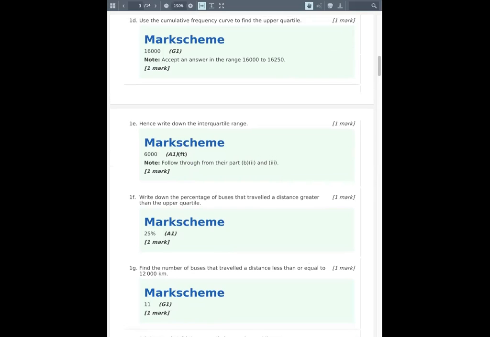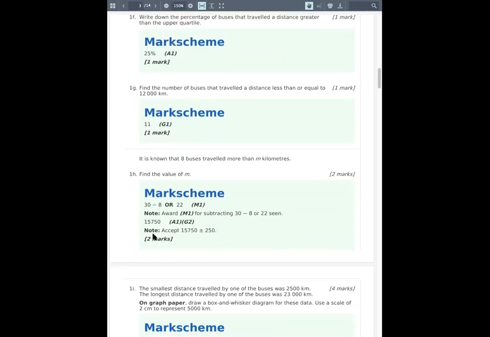Find the number of buses that travel a distance less than or equal to 12,000 kilometers. Since we've established that each box is 500, that'd be 10,500, 11,000, 11,500, 12,000. That would be the box right before the middle line. So go up, up, up. Since we've established that each box on the y-axis goes up by 0.5, and it's 2 boxes above 10, it would be 11. So 11 would be your answer for 1G.